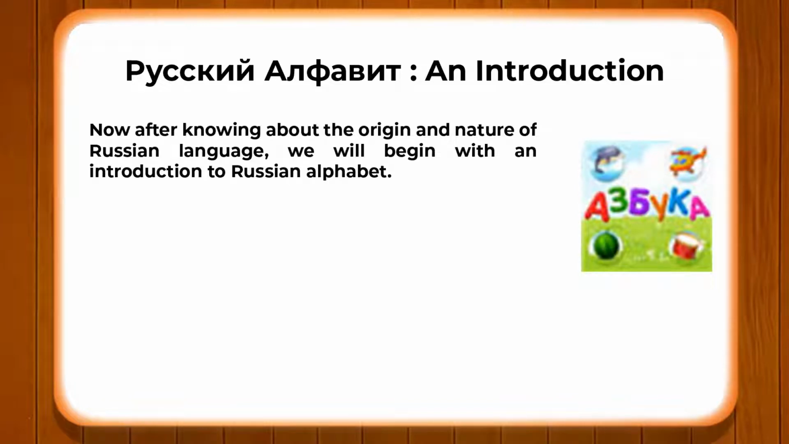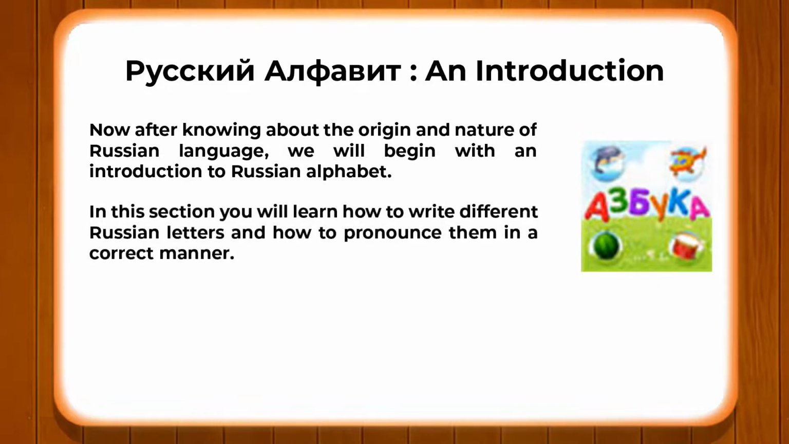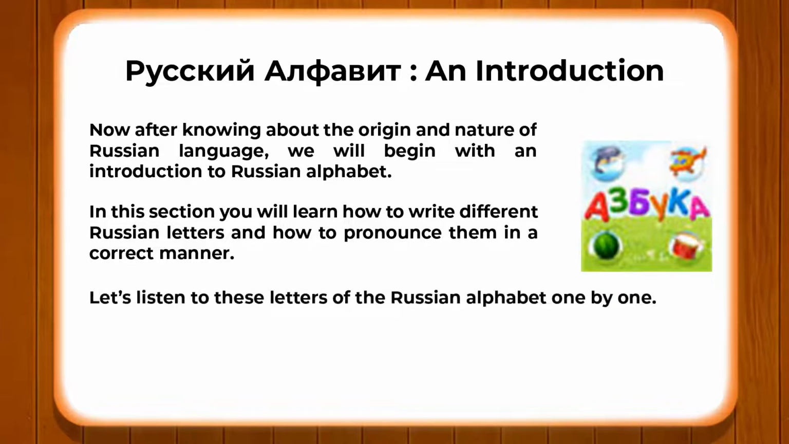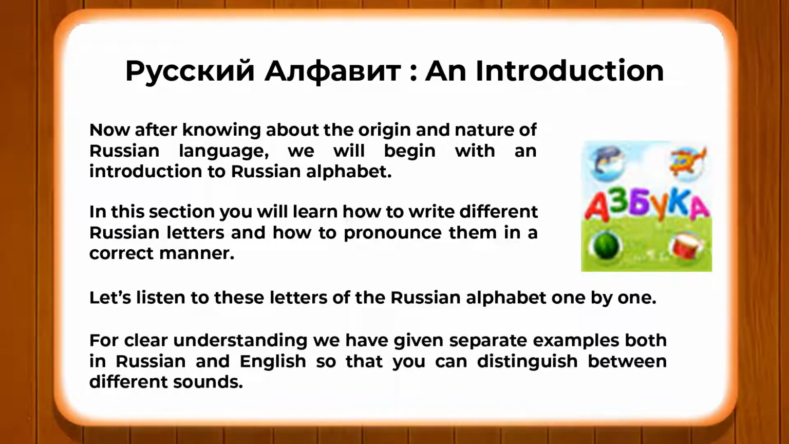Dear learners, since we have learned about the origin and structure of the Russian language, now we will be discussing the Russian alphabet, with the many letters which together make up the Russian alphabet. Precisely, there are 33, out of which there are 21 consonants, 10 vowels and 2 signs. In this section, you will be learning how to write different Russian letters and how to pronounce them correctly. Let's listen to the letters of the Russian alphabet one by one.